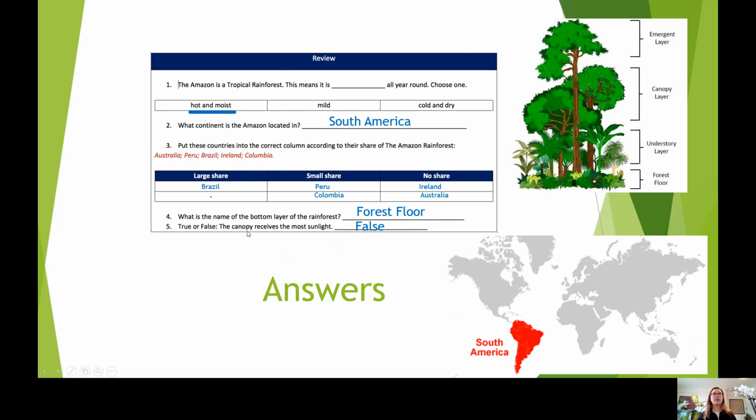Question 5. The canopy receives the most light, true or false? False. The emergent layer at the top receives the most sunlight. Canopy layer is one layer down. It does receive some sunlight, but not the most. So please mark your answers honestly.